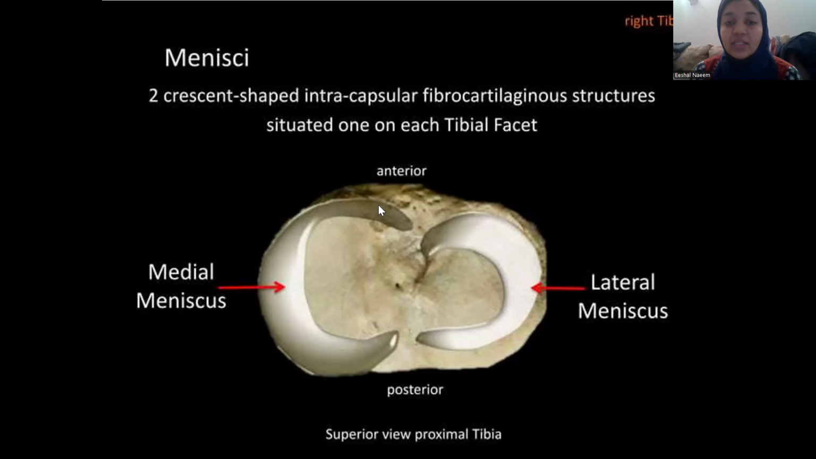So why are these fibrocartilaginous structures present? Nature has created, Allah has created these menisci to help give a more socketed bowl-like area for the femoral condyles to articulate. So we have a medial meniscus and we have a lateral meniscus. Moving on.